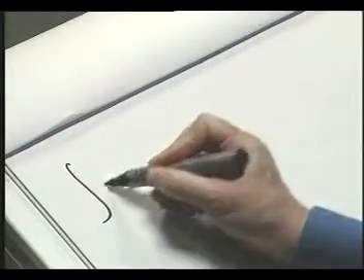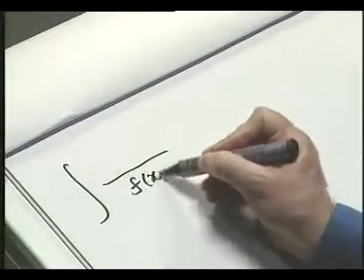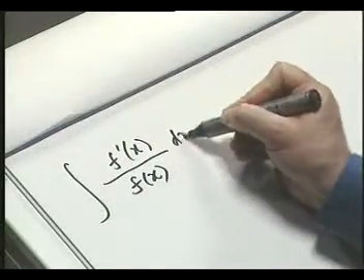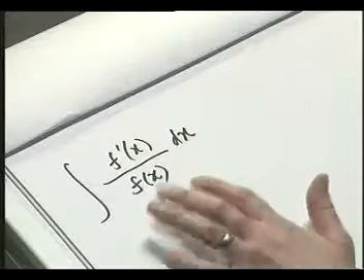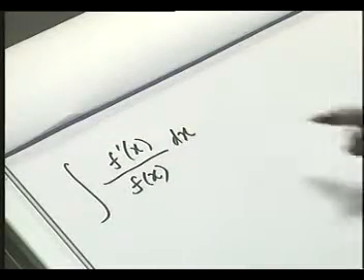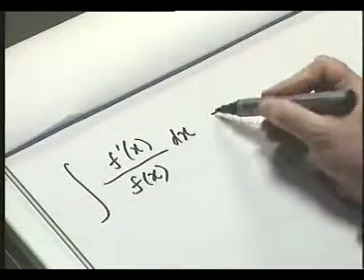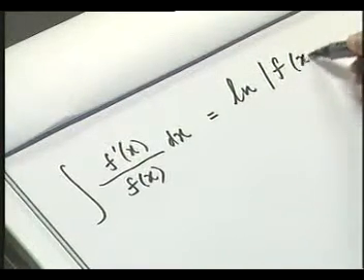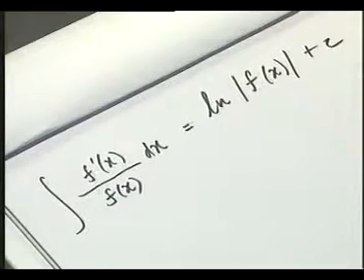What else could happen? It may happen that we get a situation like this. We end up with a quadratic function at the bottom and its derivative at the top. If that happens, it's very straightforward to finish the integration off, because we know from a standard result that this evaluates to the logarithm of the modulus of the denominator, plus a constant.